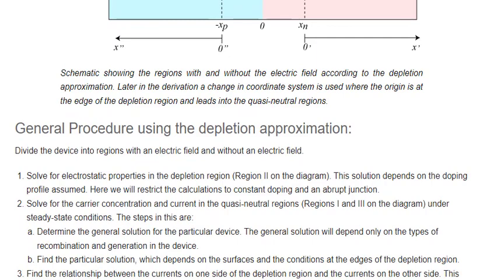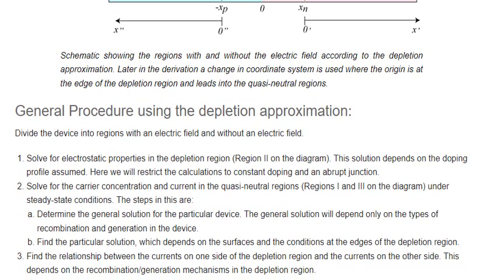General procedure using the depletion approximation. Divide the device into regions with an electric field and without an electric field. Solve for electrostatic properties in the depletion region, region 2 on the diagram. This solution depends on the doping profile assumed. Here we will restrict the calculations to constant doping and an abrupt junction.